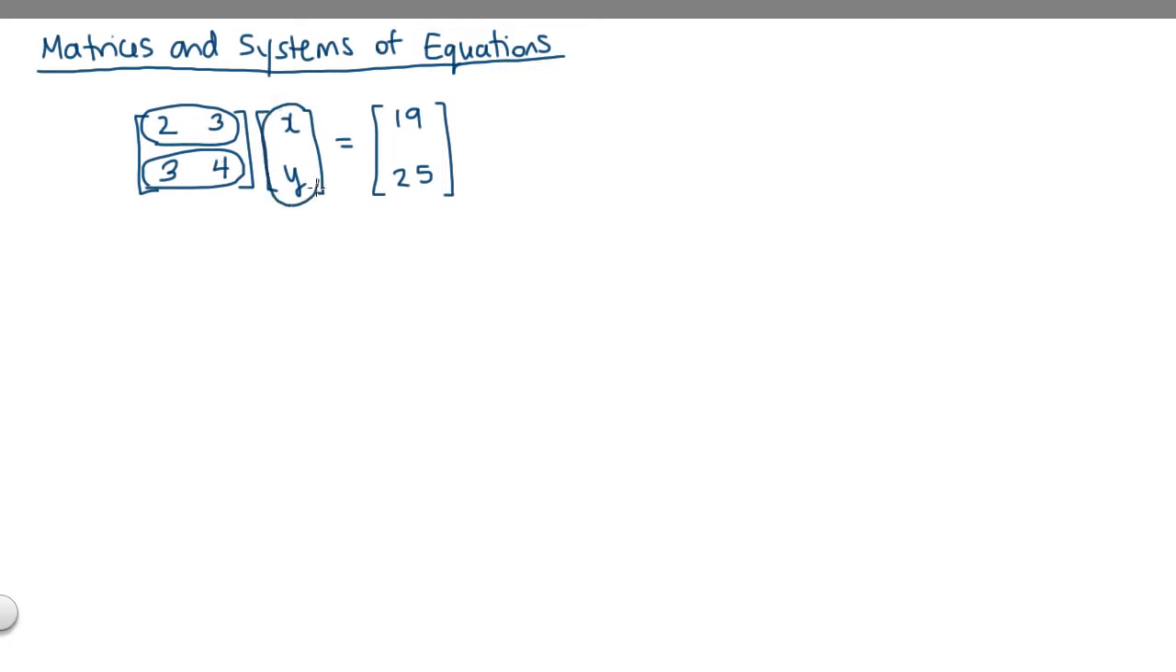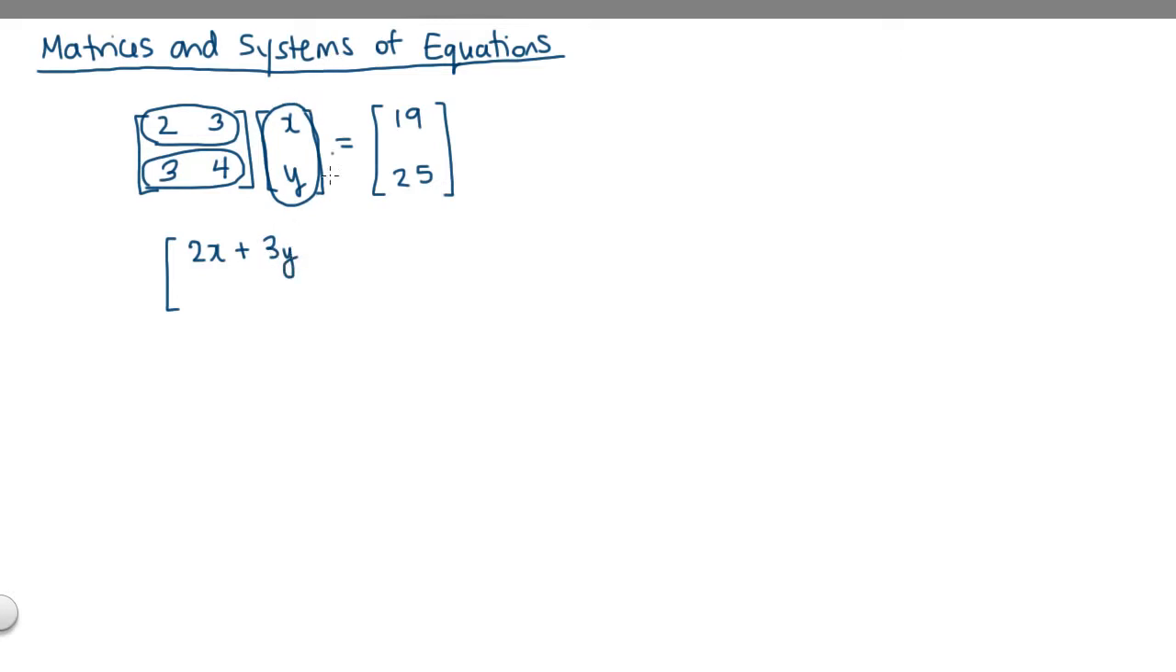and circle any columns in the second matrix. And to build this product, we're going to be doing some dot products. So our row 1, column 1 entry is going to come from taking the first row of the first matrix, dotted with the first column of the second matrix, and our dot product is going to look like 2 times x plus 3 times y.